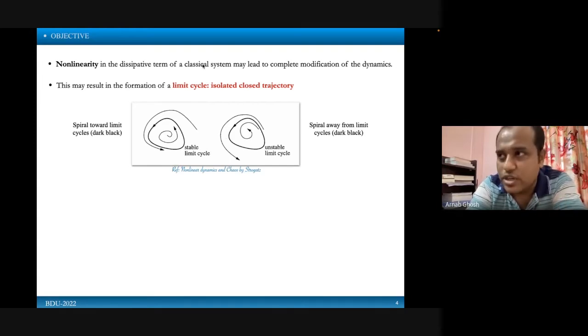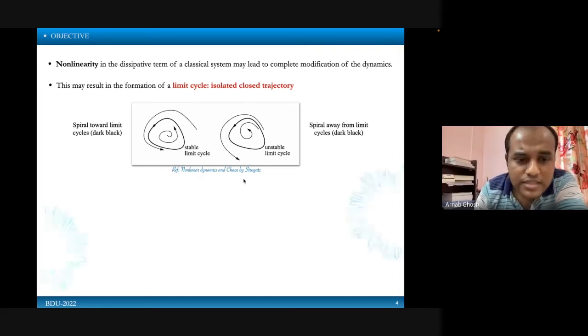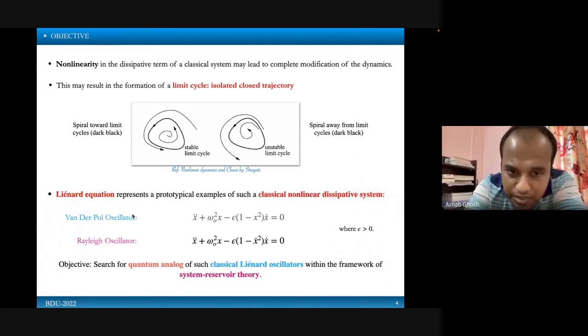And I don't need any introductions to this audience. What is the limit cycle? This is an isolated closed trajectory in the phase plane, and I have taken this picture from the classic book of Strogatz. The Liénard systems represent prototypical examples of such classical nonlinear dissipative systems, in particular van der Pol and Rayleigh oscillators. What I am going to discuss in this talk is to formulate a microscopic picture of the van der Pol and the Rayleigh oscillators.